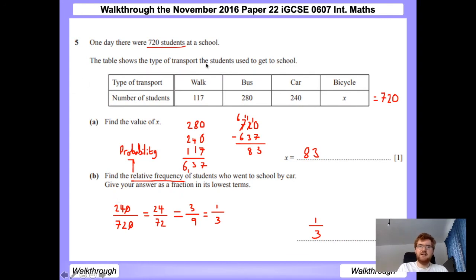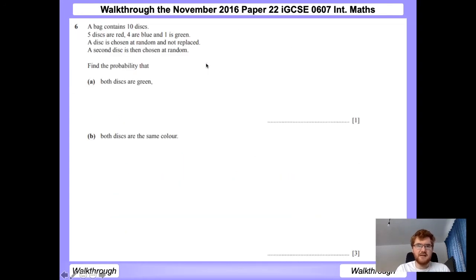Okay, let's continue. So this time we've got a probability question. I like this one. So a bag contains 10 discs, 5 are red, 4 are blue, and 1 is green. A disc is chosen at random, and this is the key phrase of the question, not replaced. So once we've chosen a blue disc, then it's been removed. So keep that in mind. So find the probability that both discs are green.